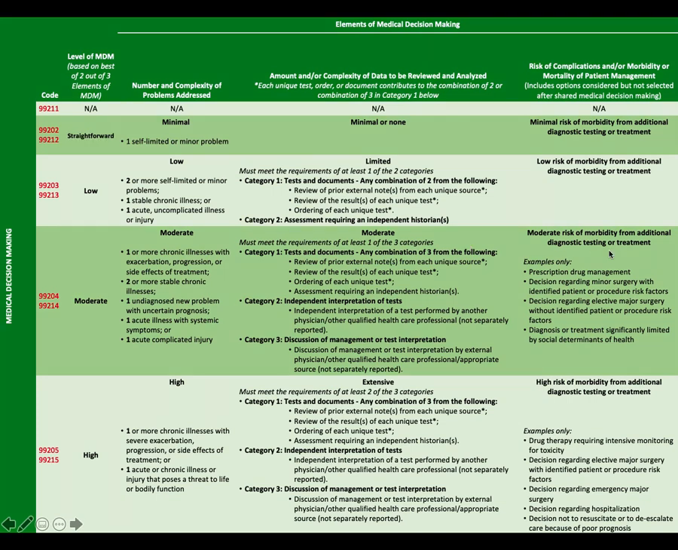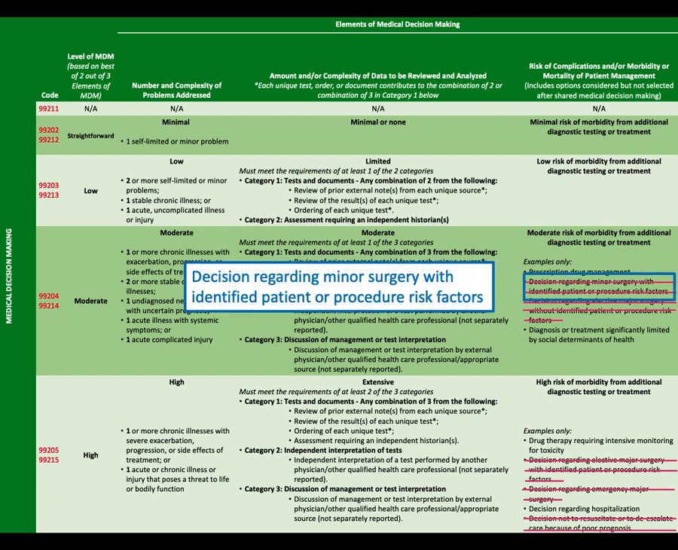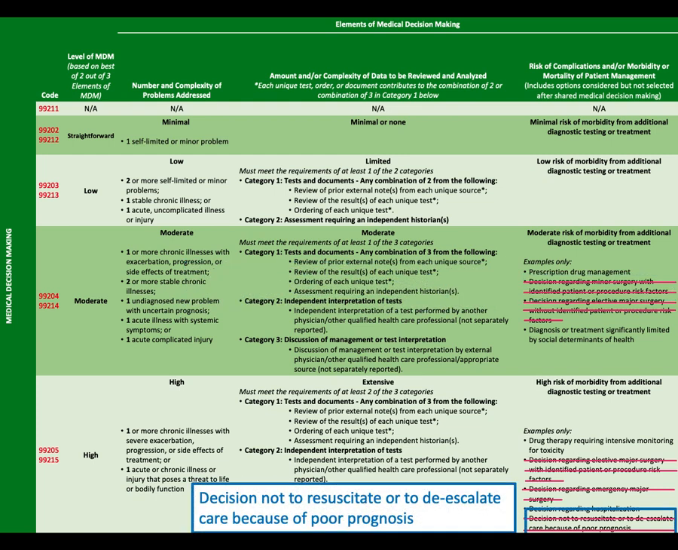This is the full medical decision-making table, which you can find in the Office E&M Summary Appendix. The codes are selected based on the best 2 of 3 elements of medical decision-making. Needless to say, this table is complex. This table may be greatly simplified, however, for all but rare psychiatric encounters. Risk examples such as decision regarding minor surgery with identified patient or procedure risk factors, and decision to not resuscitate or to de-escalate care because of poor prognosis may be removed. The entire data element, the middle column, may be removed.